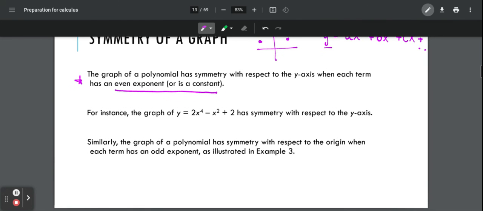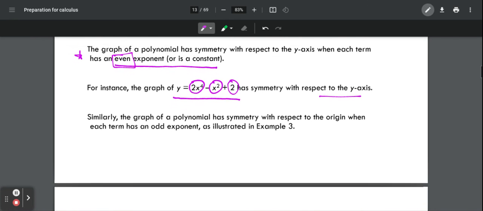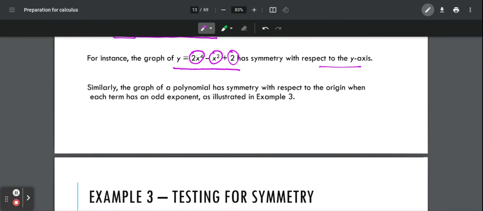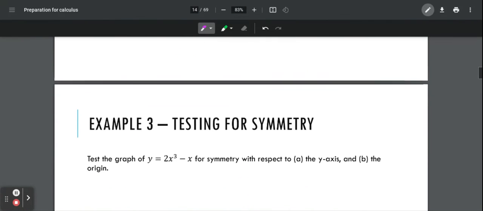So the example for this would be if we have y equals 2x to the fourth minus x squared plus 2. If you notice, every term has either an even exponent or is a constant. And if that's the case, then we know that this graph is going to reflect across the y-axis. So then we can also, similarly, the graph of a polynomial has symmetry with the origin when every term has an odd exponent. So that's our example 3.